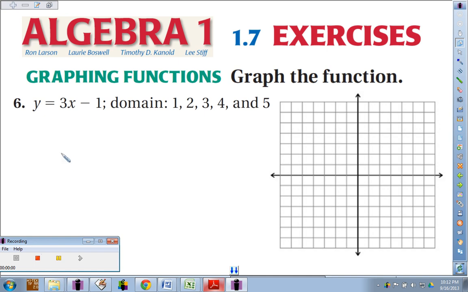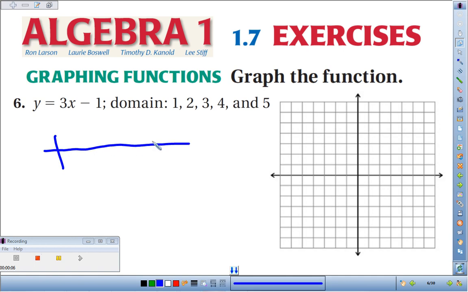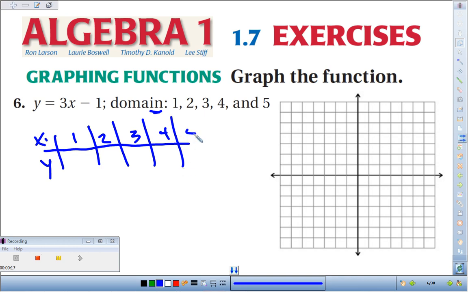Looking at number 6, we're supposed to graph the function. We've got y equals 3x minus 1. Always a good first step is to make a table of values. So we've got x values. They tell me my inputs are going to be 1, 2, 3, 4, and 5.